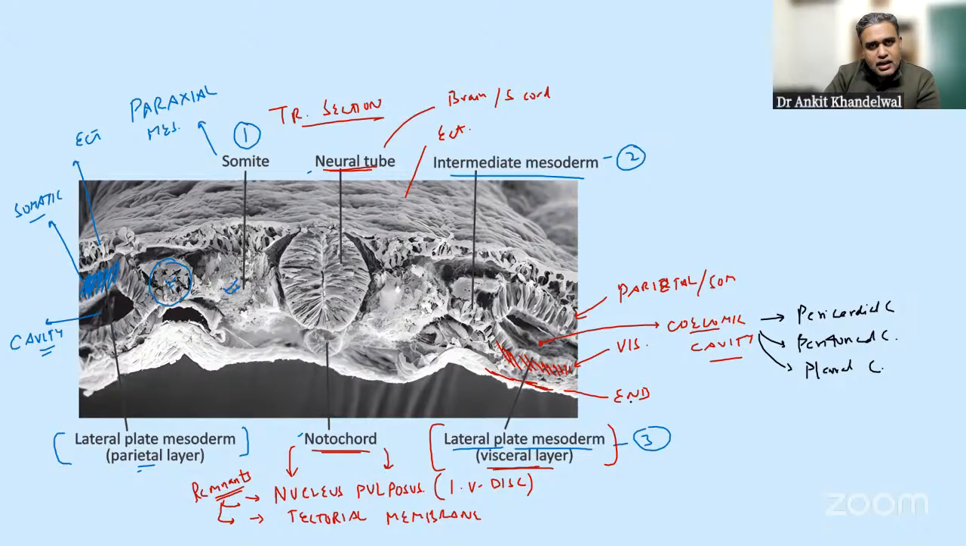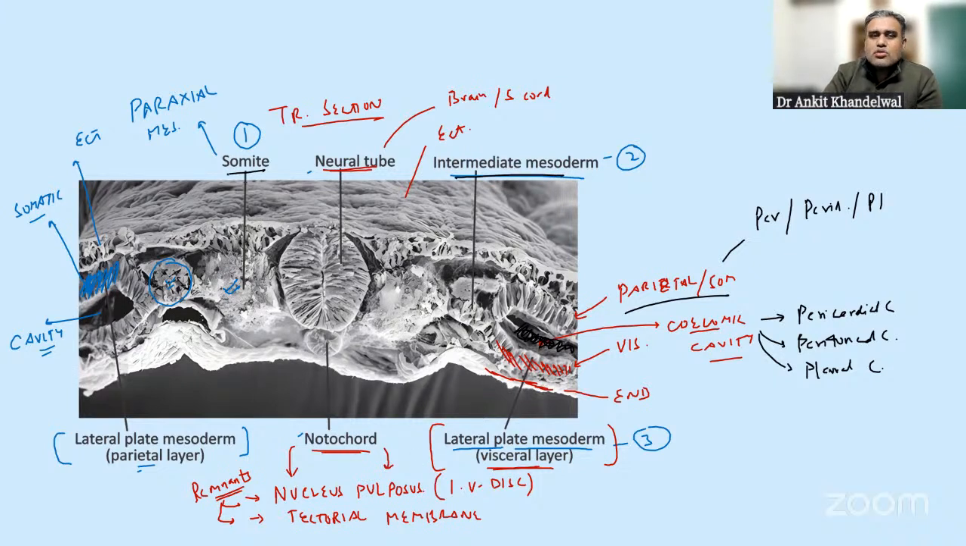So all the parietal layer of peritoneum, parietal layer of pericardium, parietal layer of pleura are coming from this parietal layer. And similarly, all the visceral layers of the pleura and peritoneum will come from here. In between them, you have a small cavity, that is the coelomic cavity. Now I got the point why there are two divisions. That sort of division is not present in somite and intermediate mesoderm.